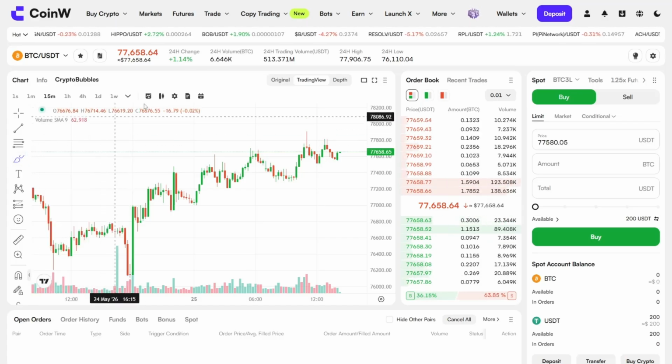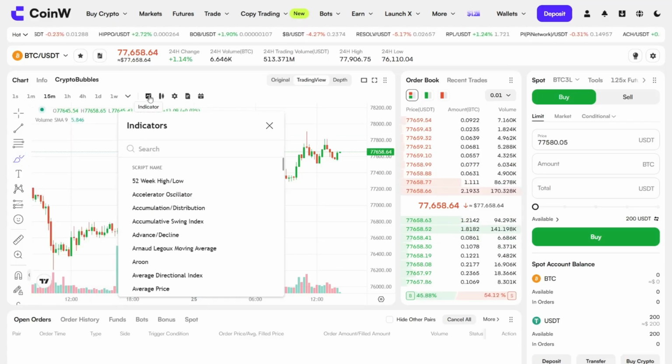Next, we can also add some indicators. 3 common indicators are moving averages, RSI, and MACD. Moving averages help show the overall trend. RSI helps show momentum and whether an asset may be overbought or oversold. And the MACD can help show changes in trend strength.